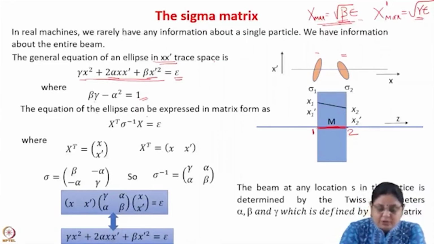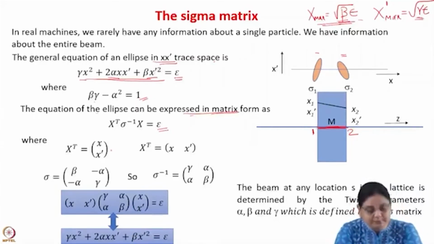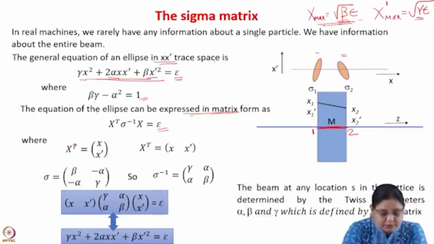Now, the equation of the ellipse can be expressed in matrix form as x transpose sigma inverse x is equal to epsilon, where x here is the coordinate of the particle. X is written as the column vector x, x prime, so it is the position and the divergence of the particle. X transpose is the row vector x, x prime. It is the transpose of the matrix.